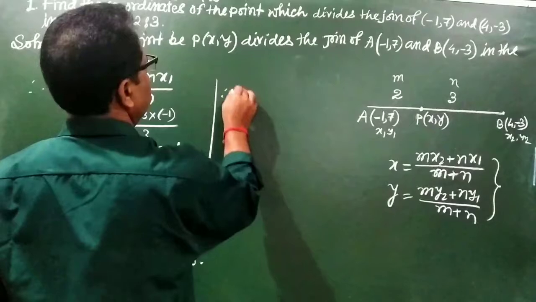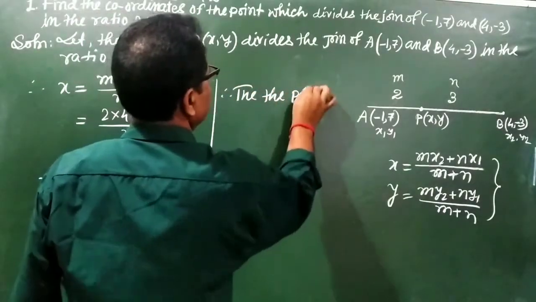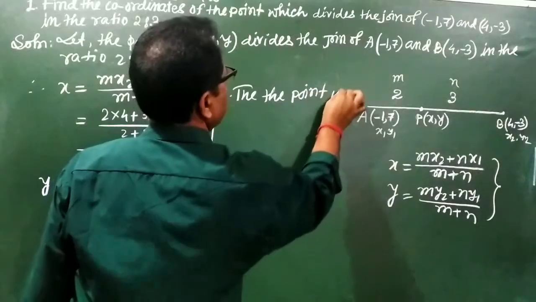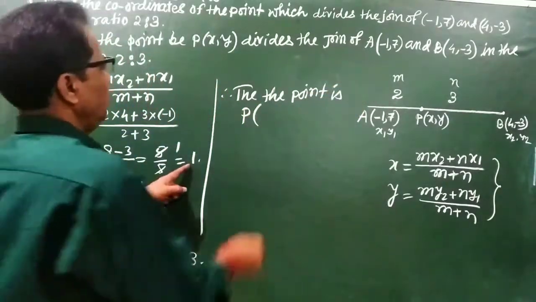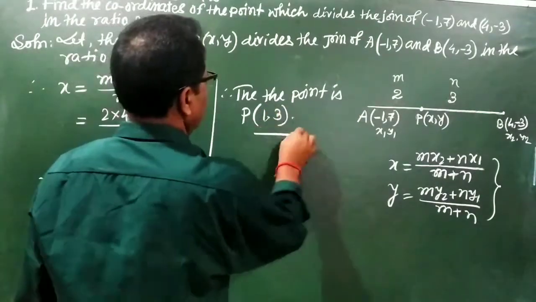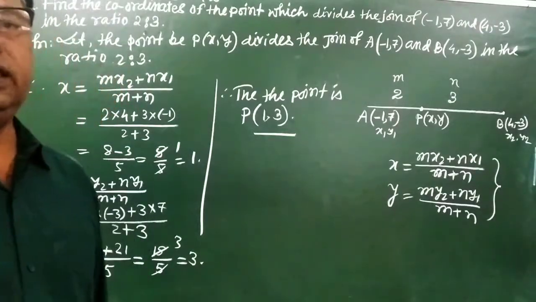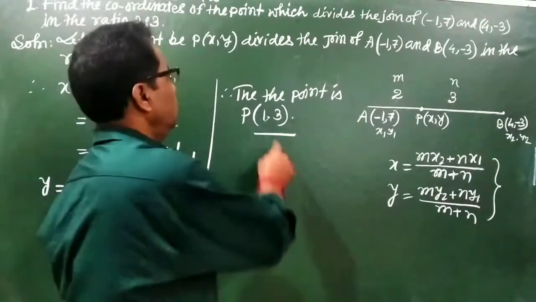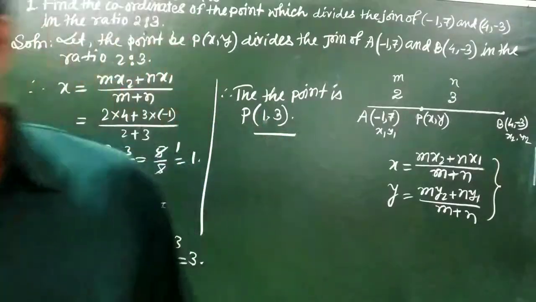Therefore the point is P whose coordinates, the first value for x, that is 1, and the second value is 3. So it was question number 1. Our work was to find out the coordinates of the point P. So the coordinates of the point P are (1, 3). Let's move to question number 2.